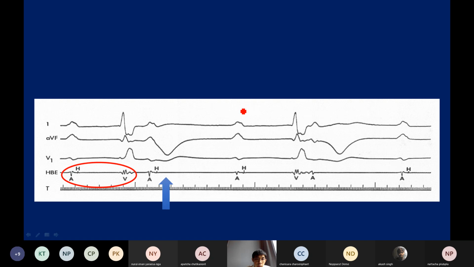This one also, we see that there's a His and a very prolonged HV interval. And another signal comes in, there is an AH, but there's no ventricle signal. So it must be something that blocks the signal from the His to the ventricle.